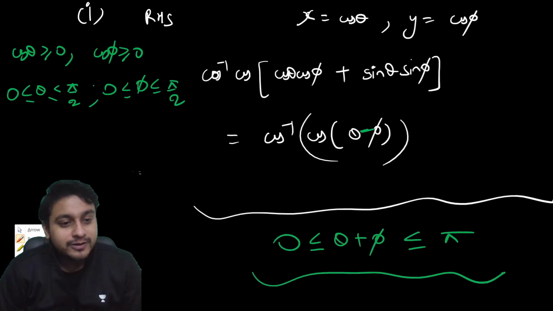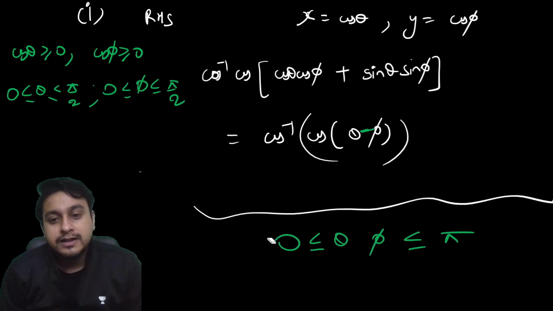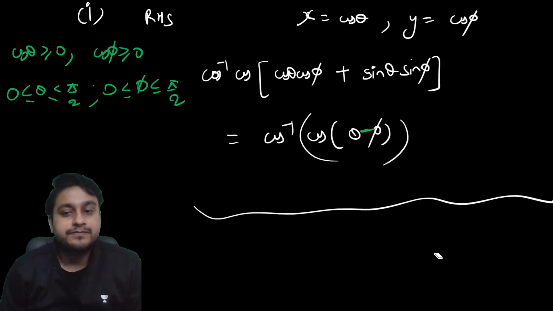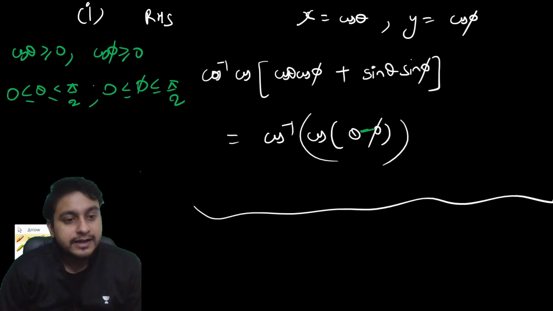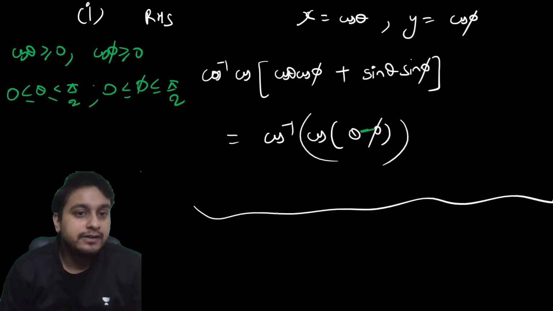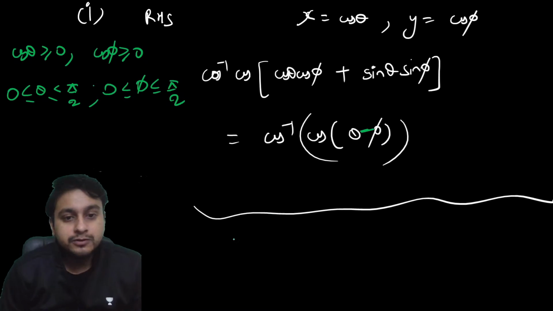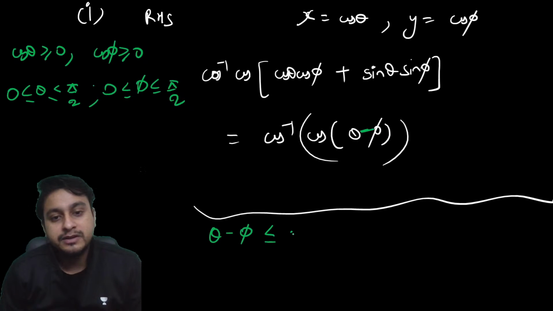Okay, so we're not looking at theta plus phi, guys. We're looking at theta minus phi. So guys, we have two conditions. Obviously, theta minus phi will be what? If you look into that, theta minus phi, we've already discussed quite a few times now, this is always between minus pi by 2 to plus pi by 2, right?